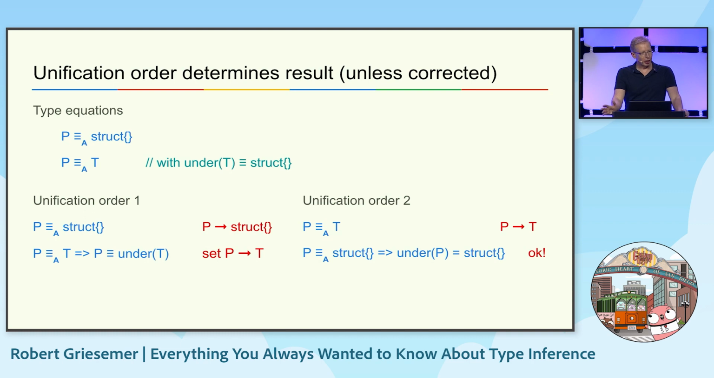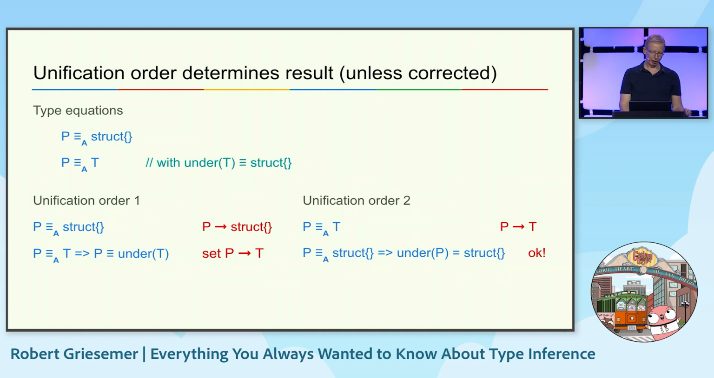So if we look at our earlier example again, we can now see on the left-hand side, in unification order 1, if we proceed with the struct type first, we infer p must be a struct. Now we get to the t, and everything is fine, but we know that p is a literal, not a named type, and we just matched against the named type, so we correct it to the named type.